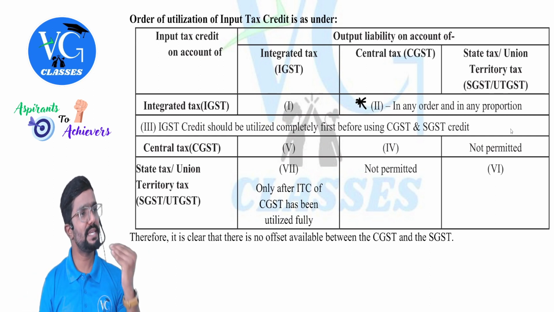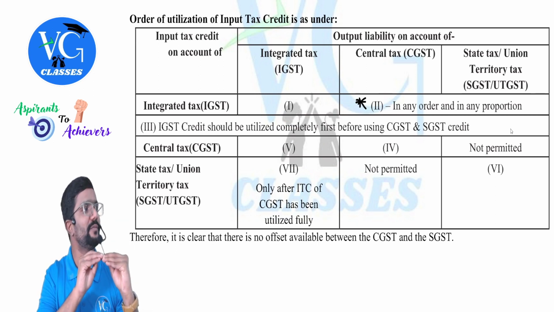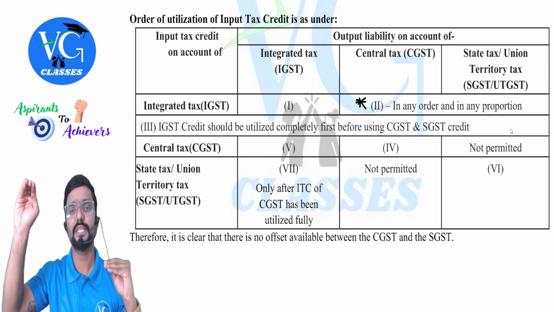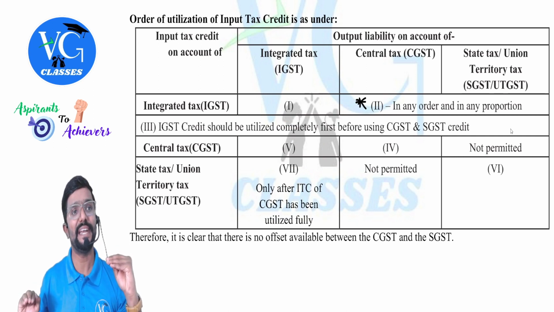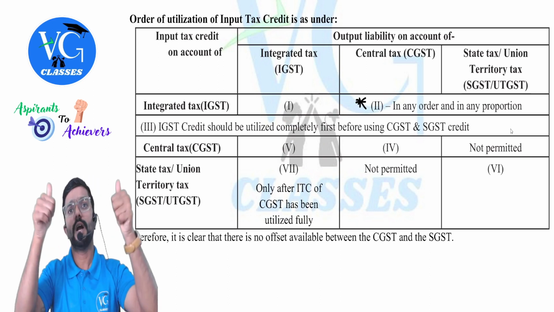Last one, SGST or UTGST. Let me take it as SGST. SGST credit will be first utilized against SGST liability. If still anything is remaining, against IGST liability. Sir, can I adjust SGST credit against CGST liability? No, not possible. Understood?